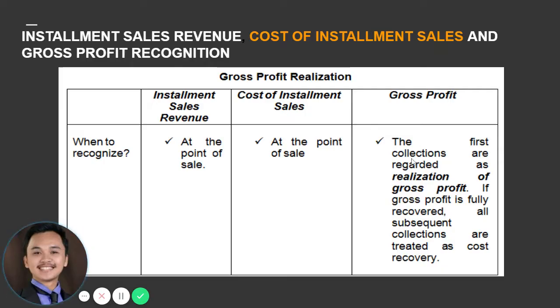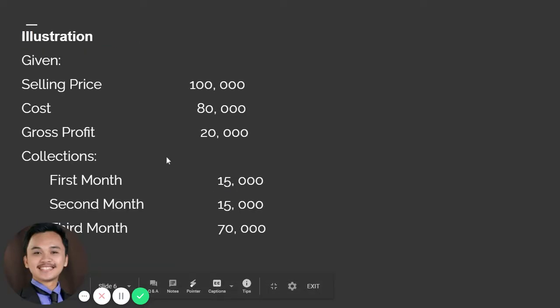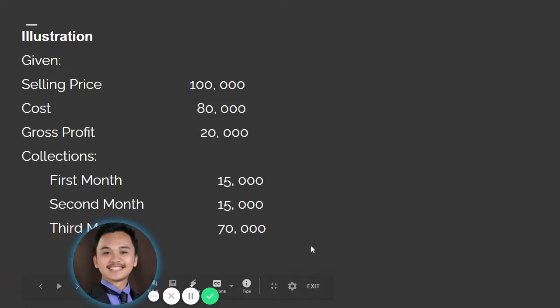So the first collections are regarded as realization of gross profit. If gross profit is fully recovered, all subsequent collections are treated as cost recovery. Okay? So for example, to facilitate proper understanding of these three methods of realizing your gross profit, let us use an illustration.